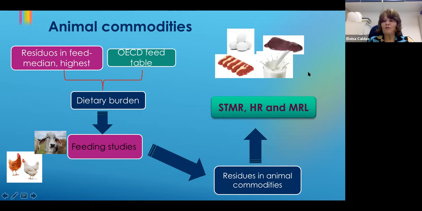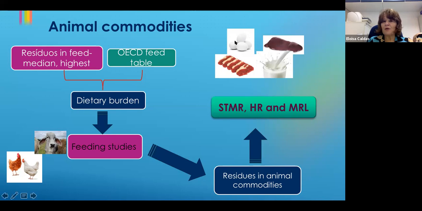But what is most important for us are the animal foods that are relevant to human consumption. So they kill the animal after a period of time where the animal was exposed to that pesticide at levels that approximate the dietary burden, analyze it. That's why we need analytical methods, validated analytical methods for animal commodities. So for meat, for edible offal, liver and kidney, and for milk and for eggs. Remember, back there, we talk about it.